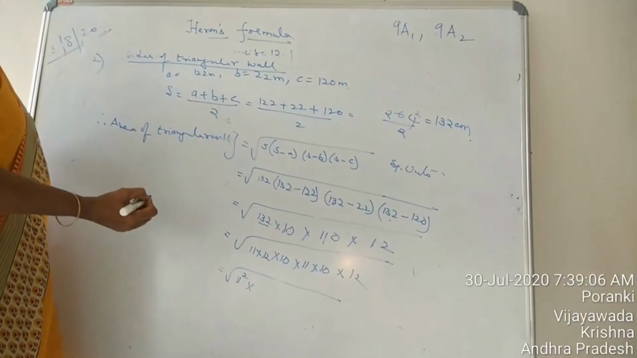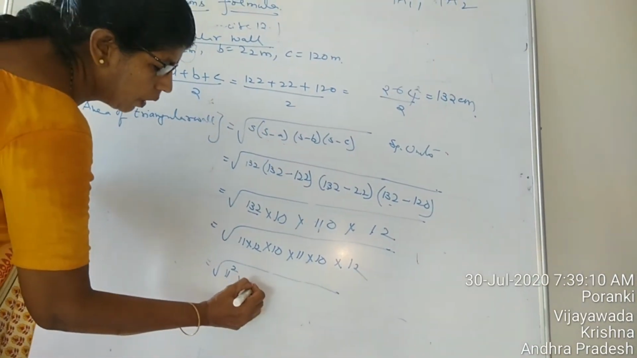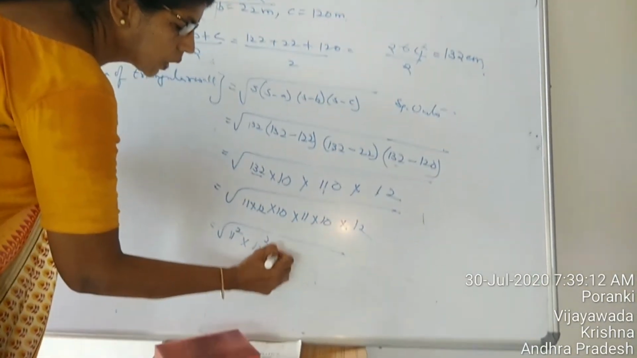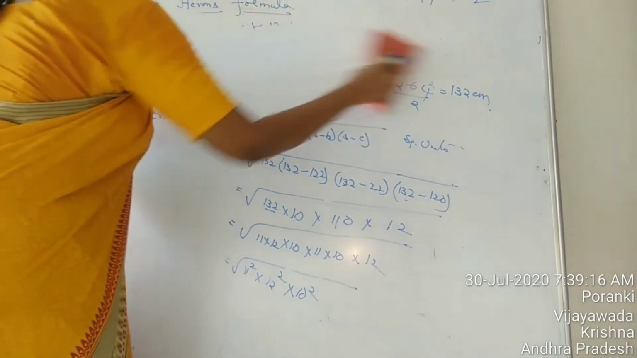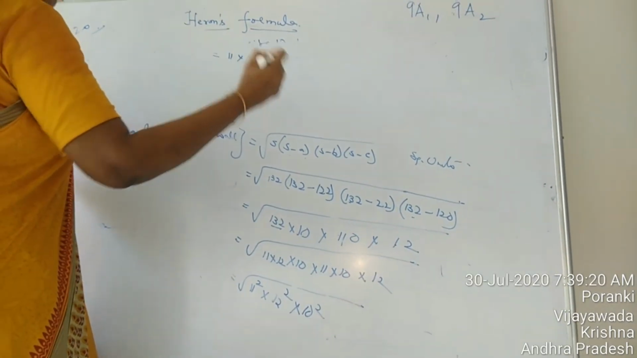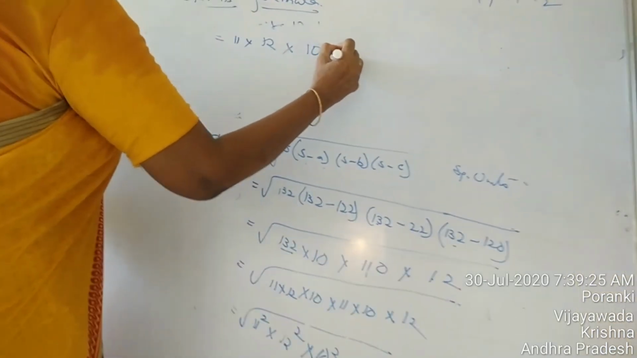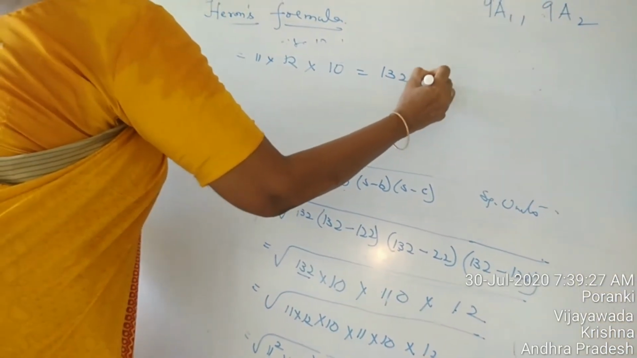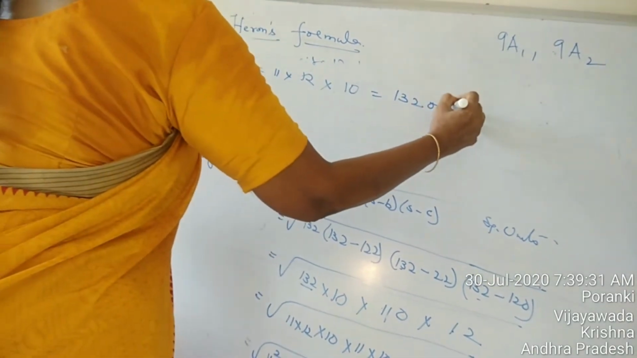Collect. How many 11s? 2 11s. How many 12s? 2 12s. And how many 10s? Yes? What is square root of 11 square? 11. Square root of 12 square? 12. And square root of 10 square, that is equal to 10, which is equal to 1320 meters square.